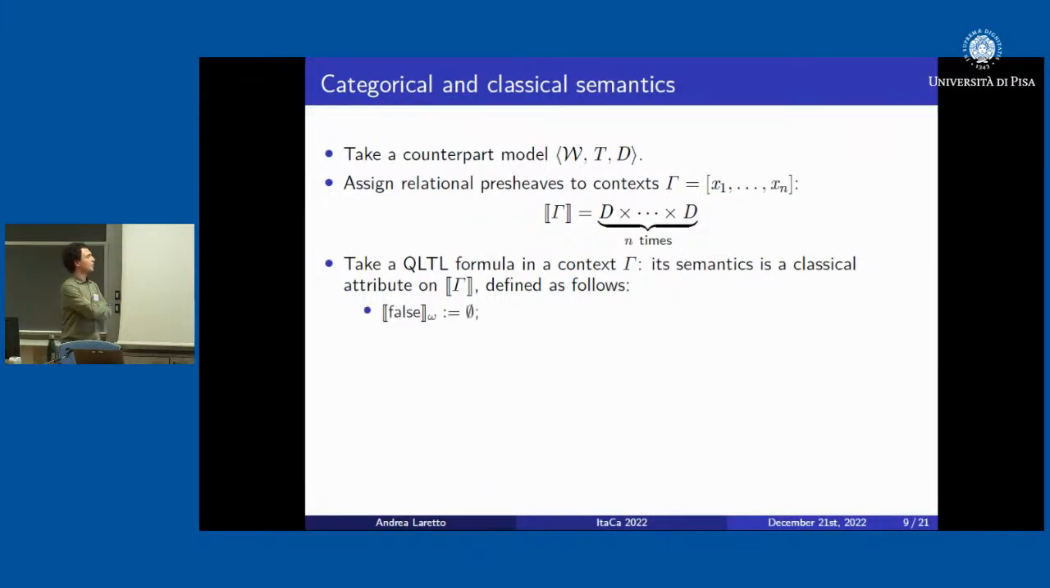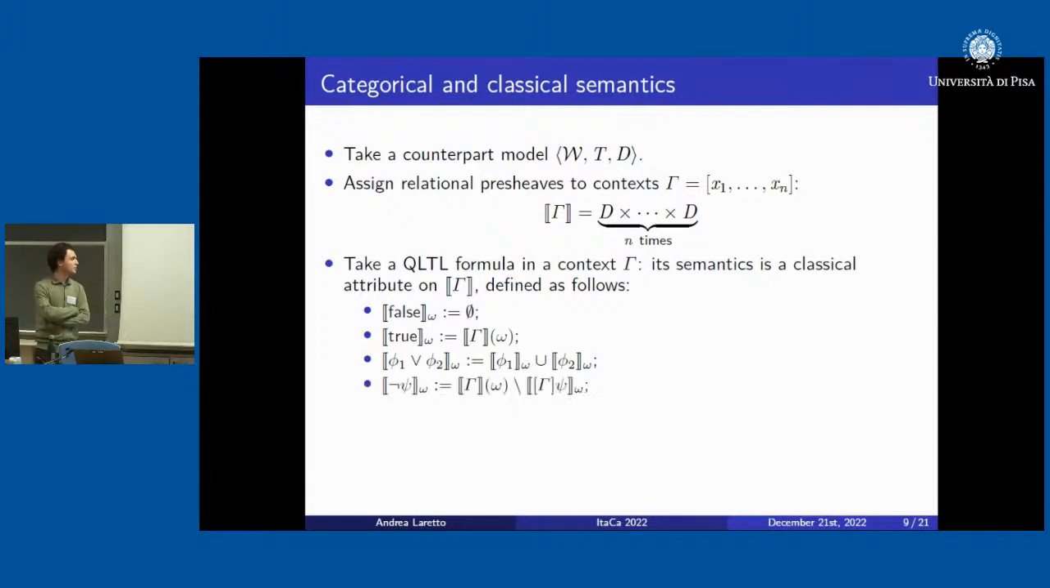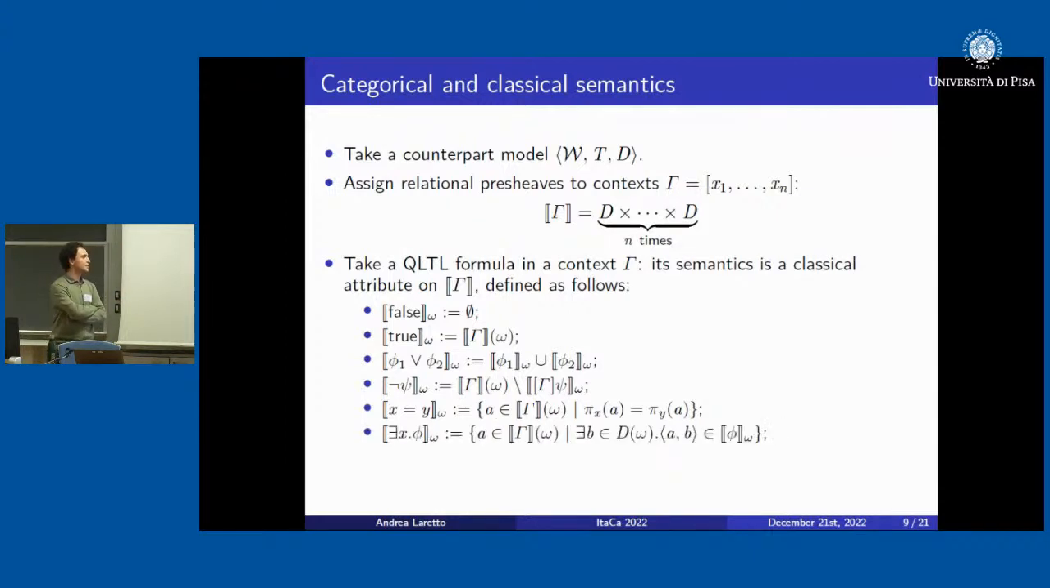So for example, the false formula is identified with no elements, right, for each world. And the true formula is identified with the entire presheaf and all the individuals in the presheaf. So you have the usual definitions that you can imagine. Disjunction is just union. Negation amounts to set complementation. Equality is essentially defined by taking the appropriate projections from the Cartesian product. And existence is defined by saying that there exists a B given by the presheaf such that AB satisfies the formula, right?